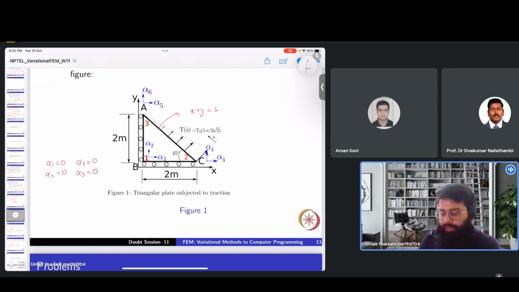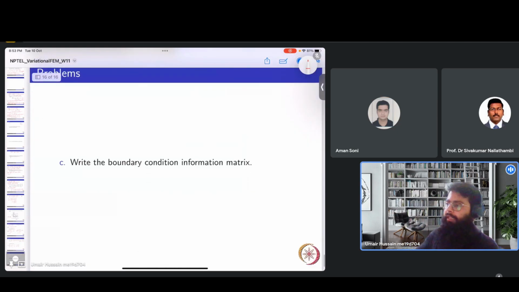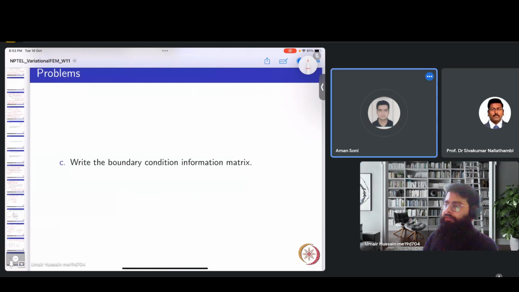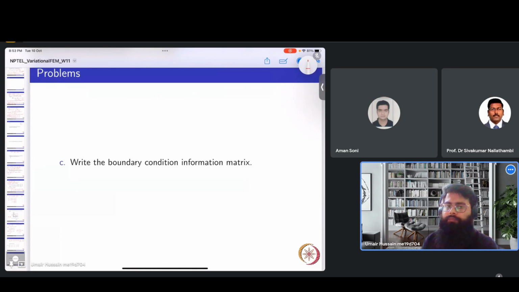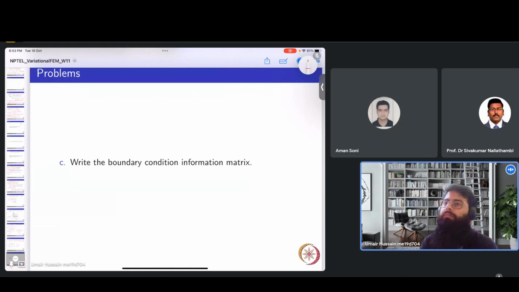So now, how do we write the boundary condition matrix? You remember in the program we used to define the boundary condition information in terms of a matrix. So how do we write that? You are simply asking about this displacement vector? No, not displacement vector.